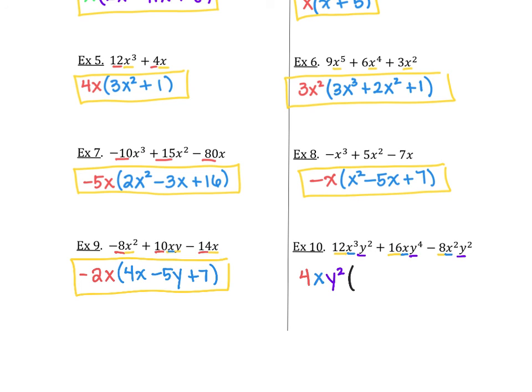Okay, now I'm going to carefully figure this out. To get 12, 4 times 3. For the x's, I need 2 more to get x to the third. For the y's, I'm good. Okay, to get 16, 4 times 4. The x's already match. For the y's, I need 2 more. To get 8, 4 times 2. The x's, I need 1 more. For the y's, I'm already good, and I match.